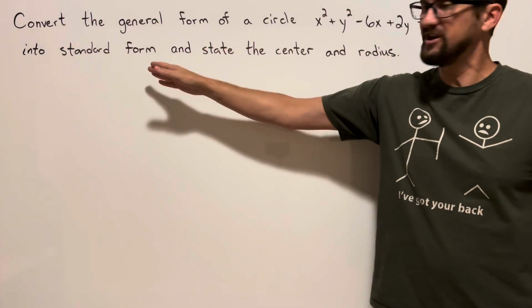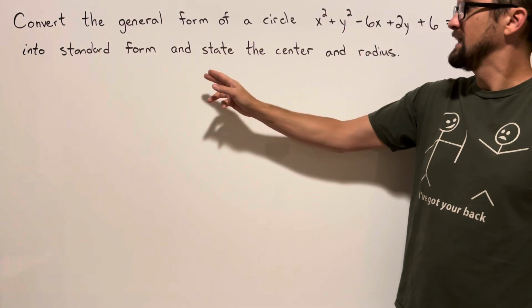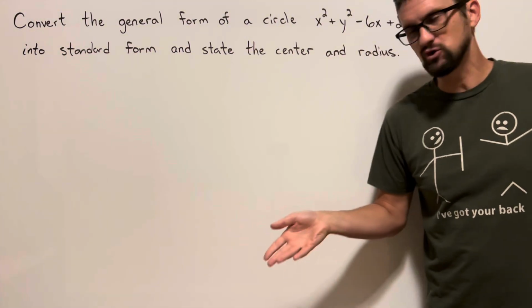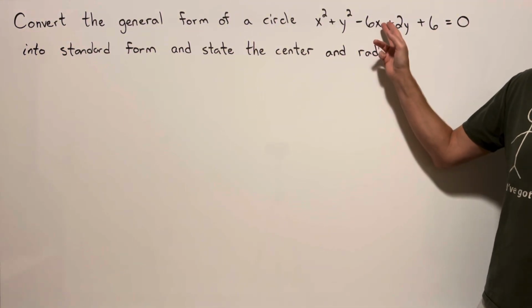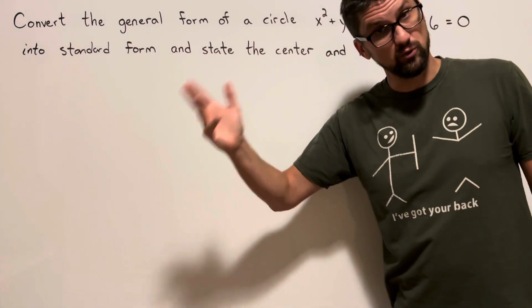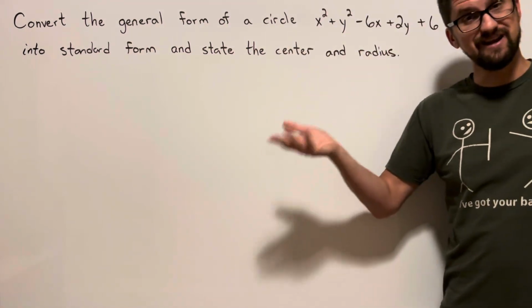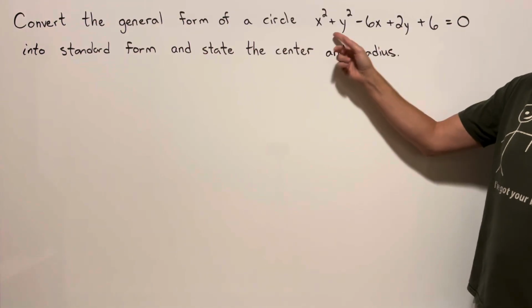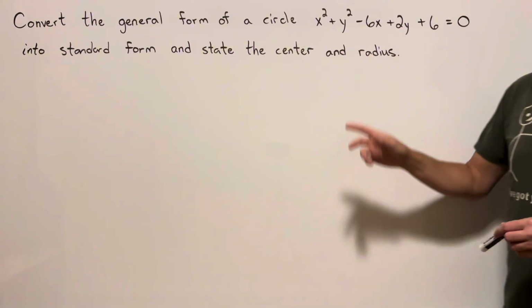We want to convert it into standard form, and then we're going to state the center and radius of the circle. The reason for going from general form to standard form is so that we can read off the center and radius easier and graph it if we need to. All right, so we're going to start with this general form.